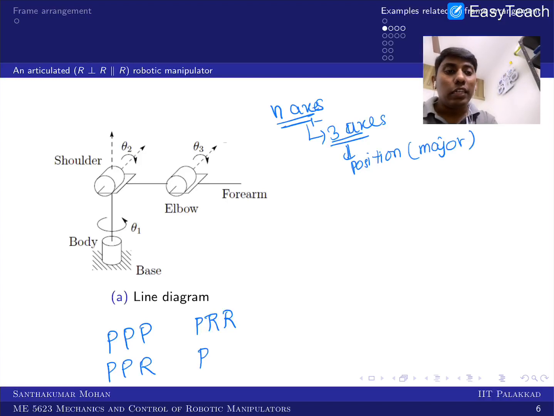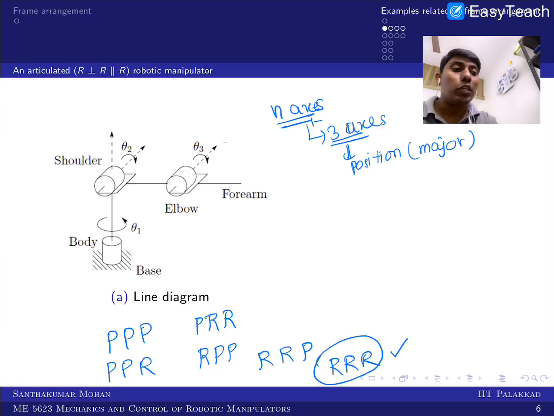and then you can see that other cases can also come. So it can be RPP or RRP, okay, then you can see RRR. Okay, there are several configurations available. So we'll see one of the popular ones, which we call the articulated manipulator. That would have all rotary joints.